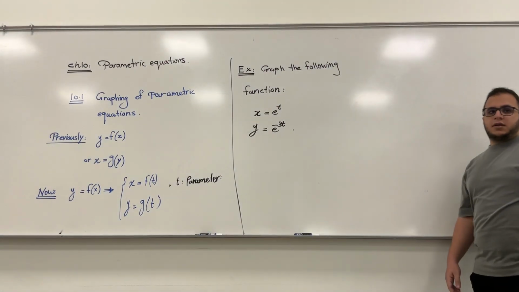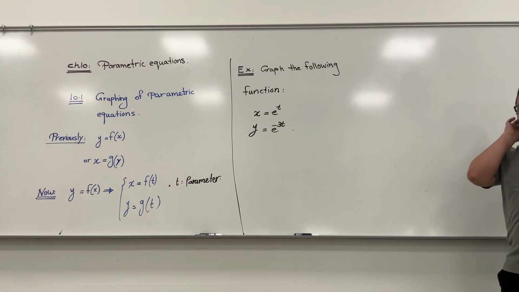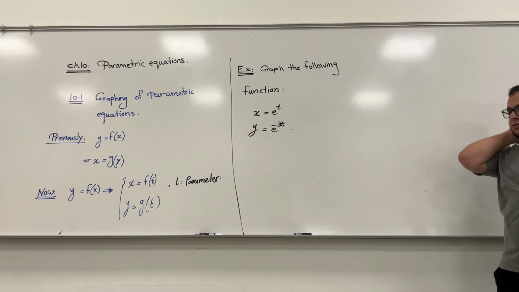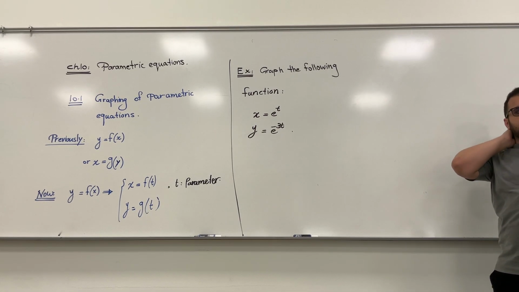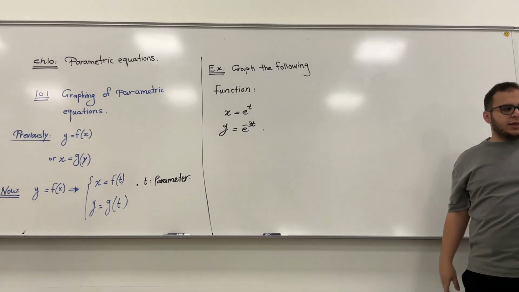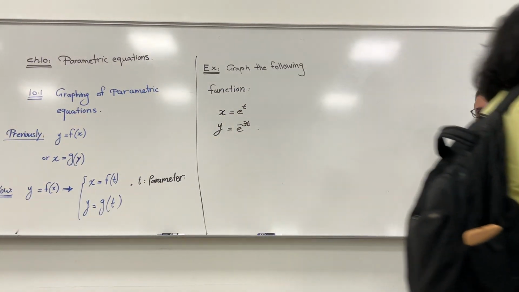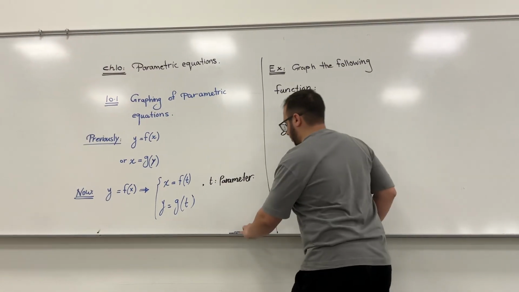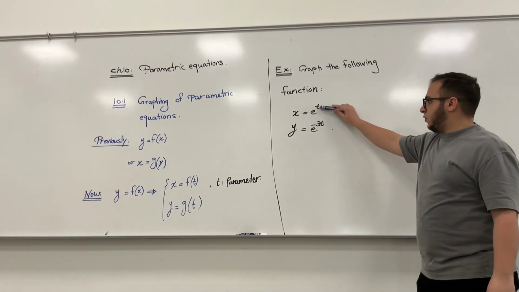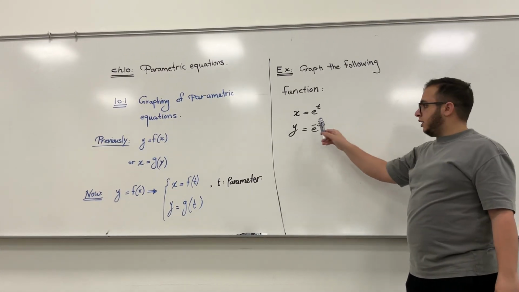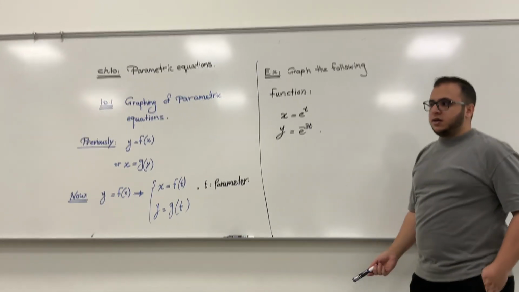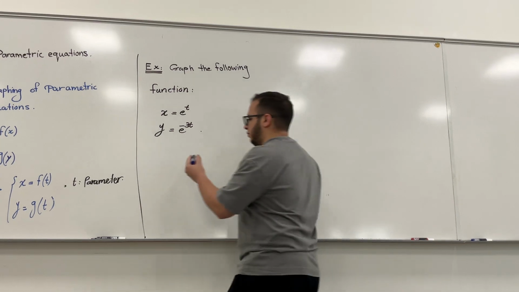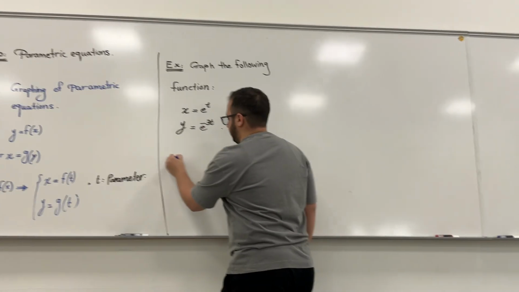Okay? Now, one way to do it is, you make a table and you plug t values, and then you get x and y coordinates, and then you plot them together. This is one way of doing it. Another way of doing it, which is more efficient, is that you eliminate t. So you write the equation in terms of x and y. And how do you do this? Through some algebra. Okay?